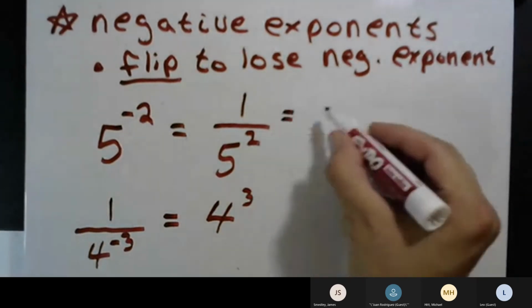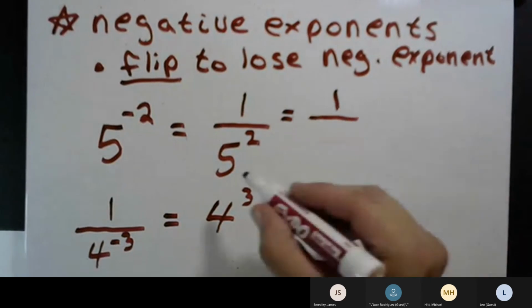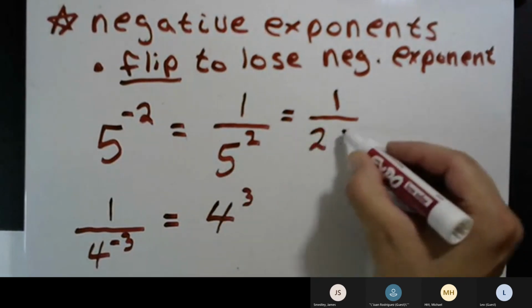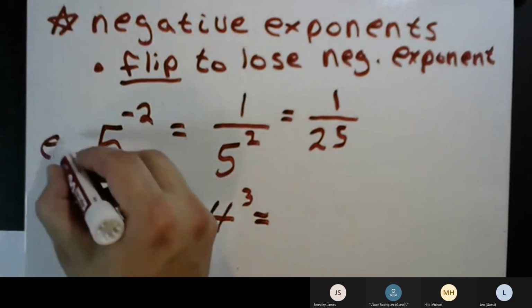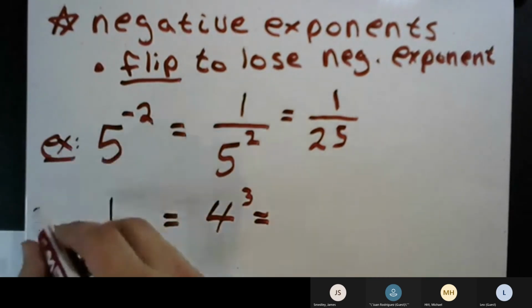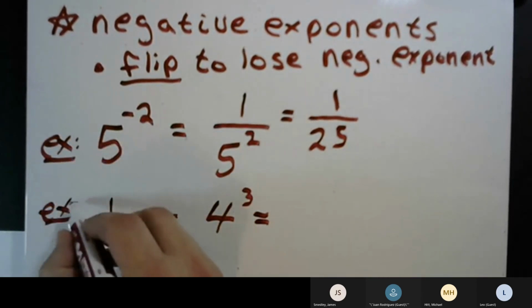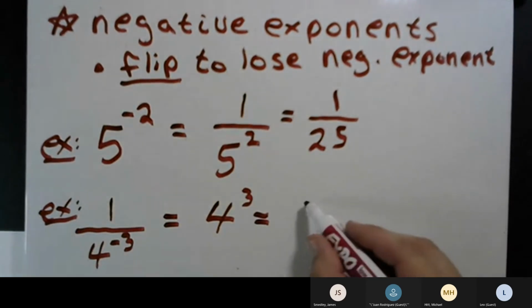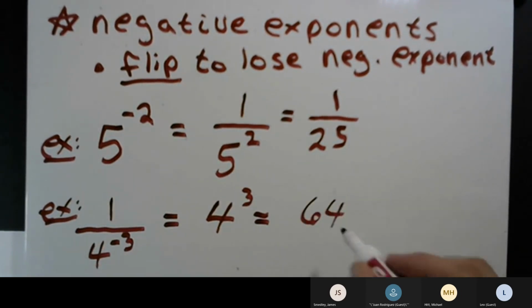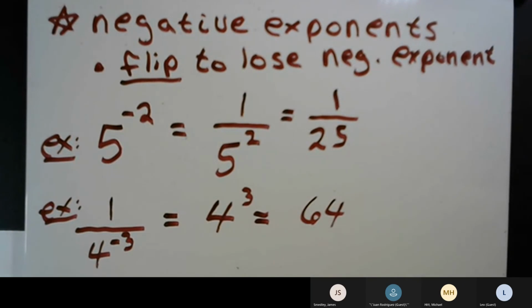And so this, if we continue, this will be 1 over 5 times 5 is 25. And this one, if we keep going, and these are both separate examples, this will be 64. But that's something you do with negative exponents, you flip.